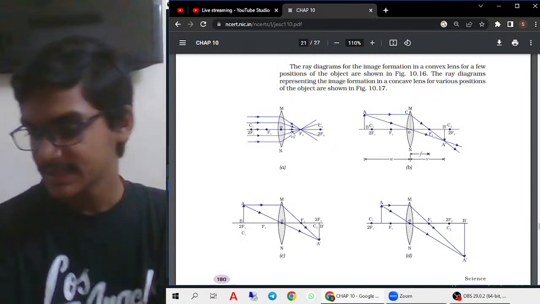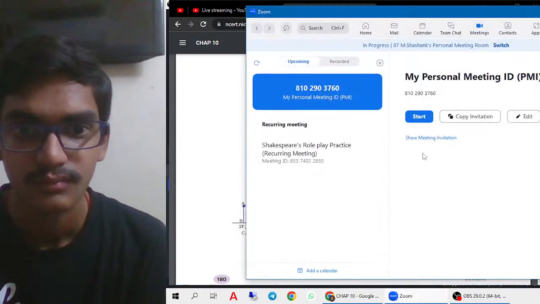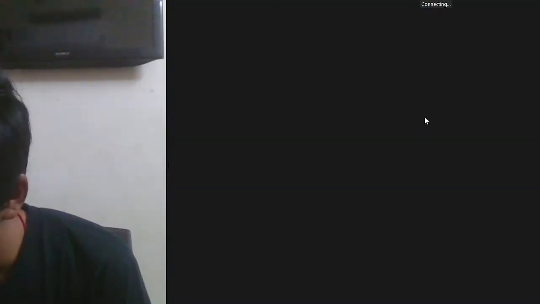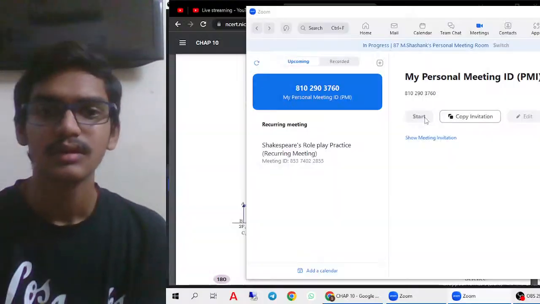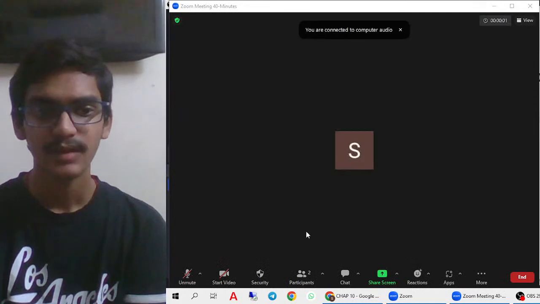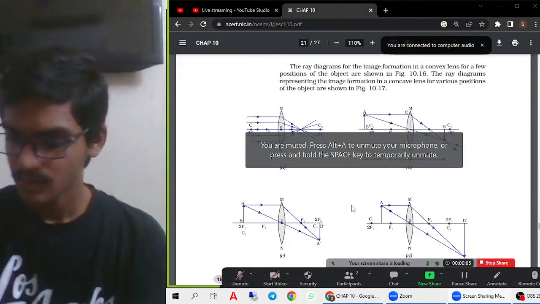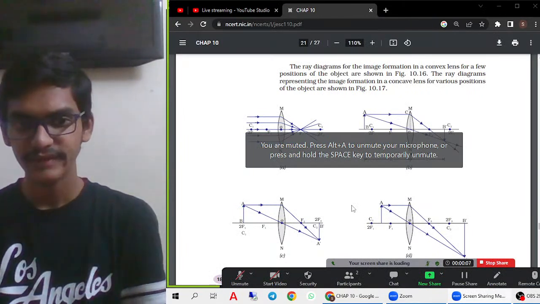So the first case is wherein, I don't know why this kind of situation is arising. It is just disconnecting in between. At least for these diagrams. Okay. But now it's fine, I guess.